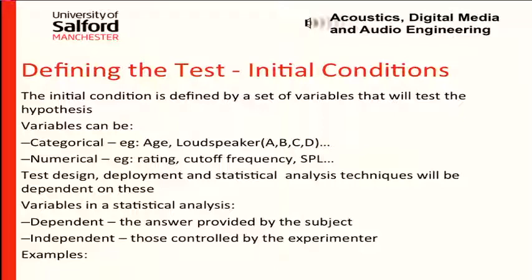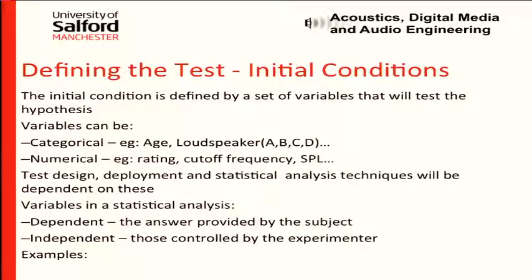But we can also have numerical variables. For instance, if I play you this sound, I want you to rate on a scale of 1 to 10 how much you like it. One of you will tell me 8, another one will tell me 9, another one will tell me 7. So they will be numerical, they will vary within a certain scale. But we could also be looking at other types of variables, such as the cutoff frequency for, say, a filter in the loudspeaker, or the sound pressure level that we measure in a certain room. They are all numerical variables. Now, your test design, deployment, and statistical analysis will all depend on the variables.